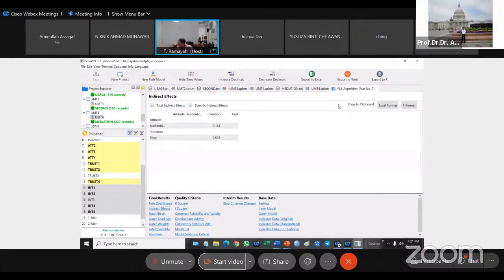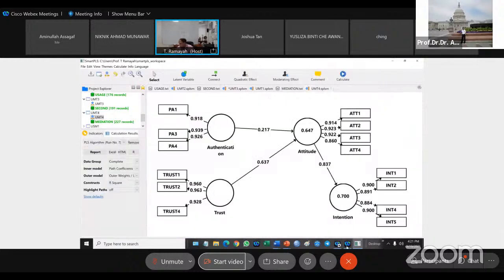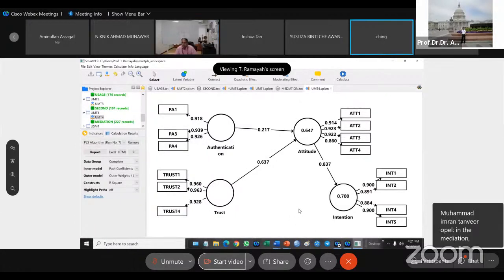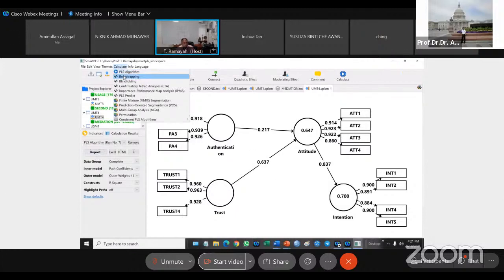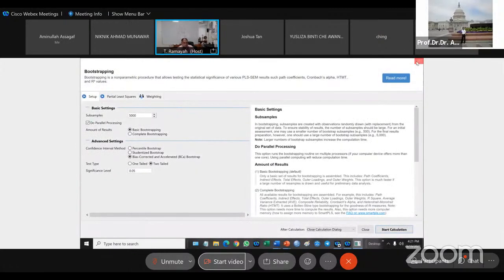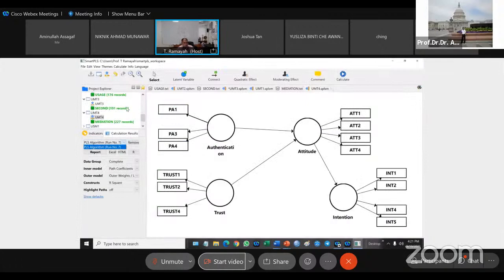What is that? Imran, what is your question? Cannot understand your question. Interpretation, just now you mentioned the one, you look at the diagram, you say is significant. Why they didn't mention p-value here? How you know it's significant? No, the bootstrapping. We had a bootstrapping, remember?